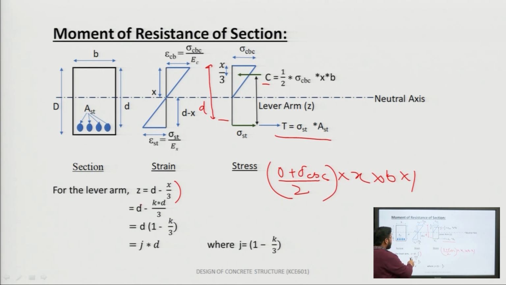You can also write z is equal to d minus k into d by 3. x is also written as k into the multiples of d. Okay, we have already seen it previously. Now d can also be written as 1 minus k by 3, and this whole term can be represented as j. So you can calculate the compressive forces.